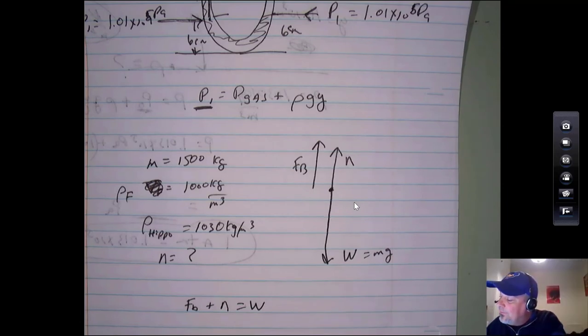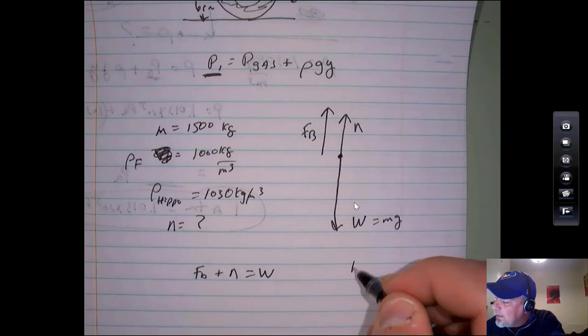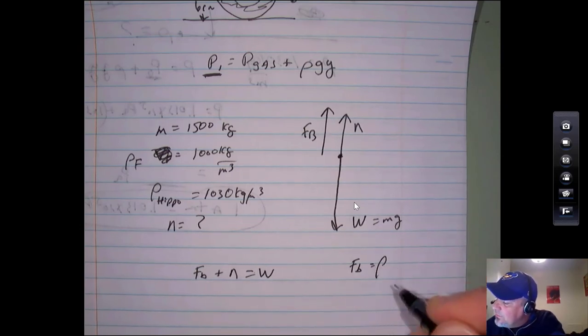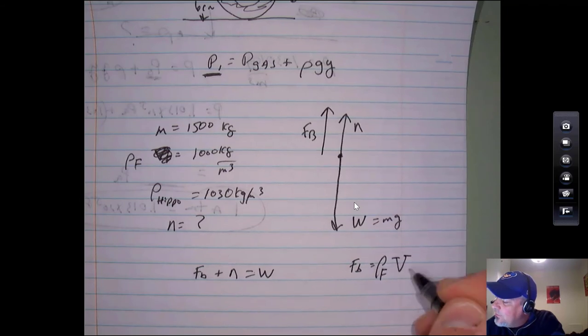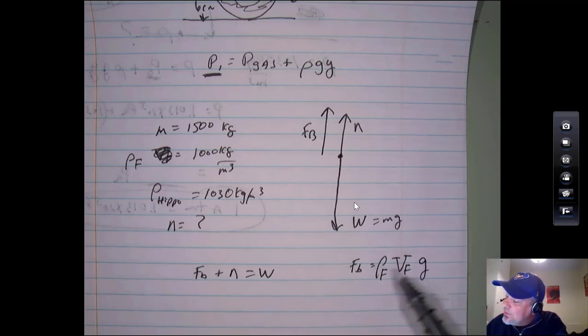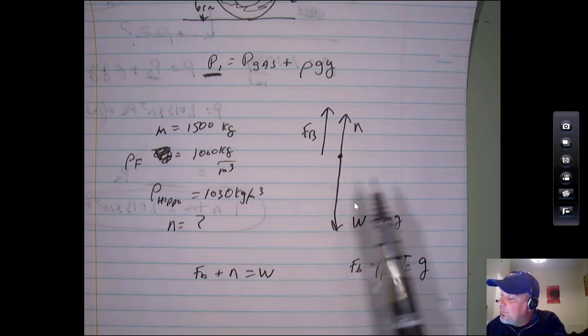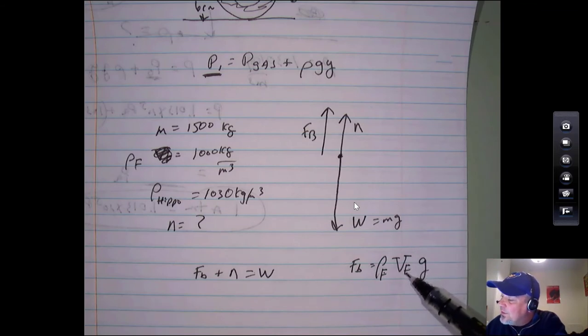Okay, so the buoyant force, that's the new thing from this chapter. This is the density of the fluid, volume of the fluid that is displaced, and times g. So let me say this again. The buoyant force is the density of the fluid, and we're just in water, so the density of the fluid is 1,000. The volume of the fluid that's displaced.